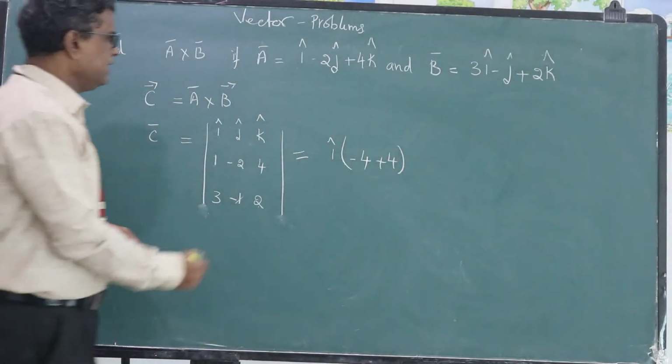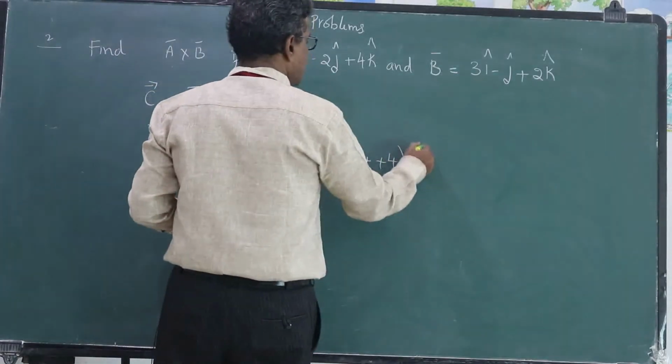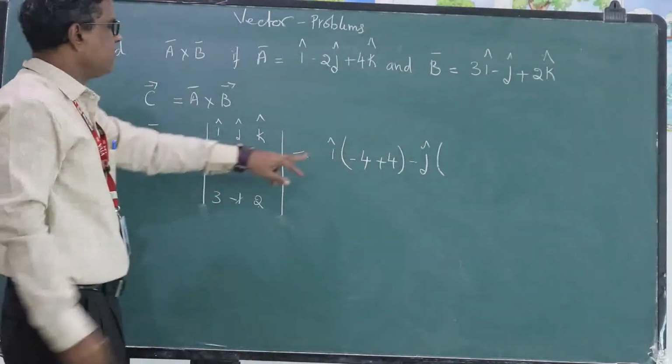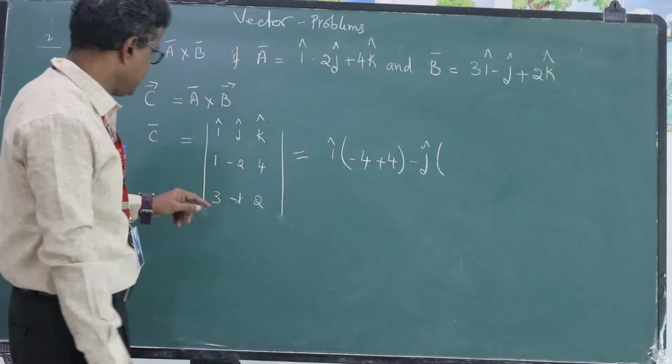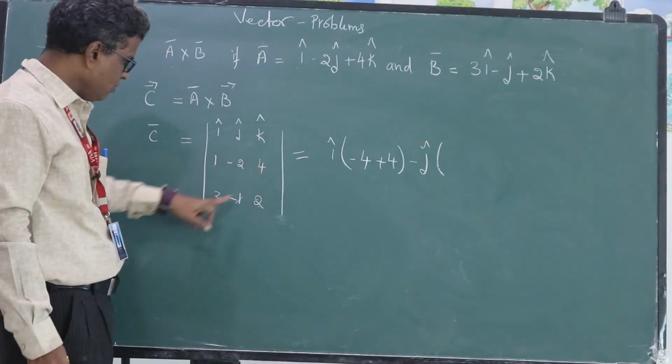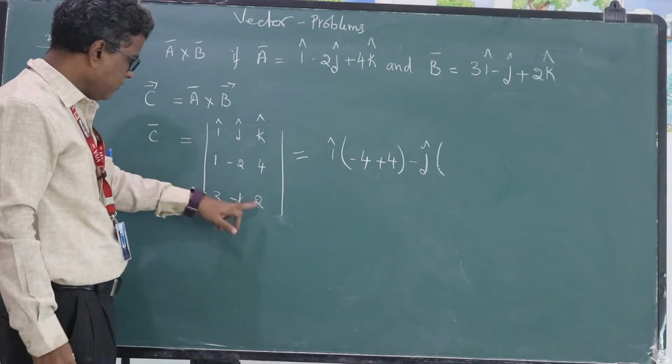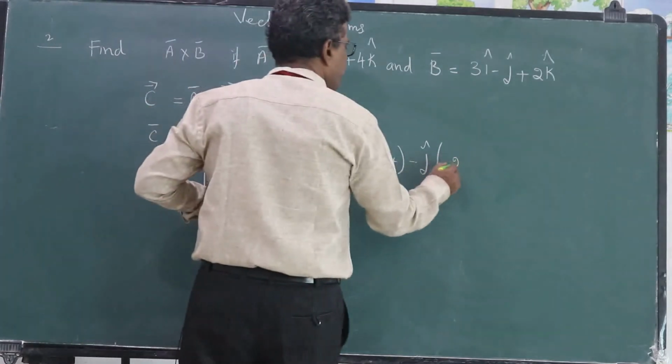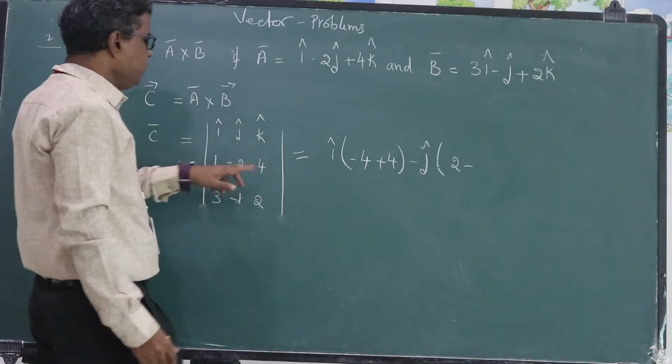Then minus j cap. The first sign is plus, the second one is minus. For j cap, you leave this row and this column. 1, 4, 3, 2, cross multiply: 1 into 2, 2, minus 3 into 4, 12.